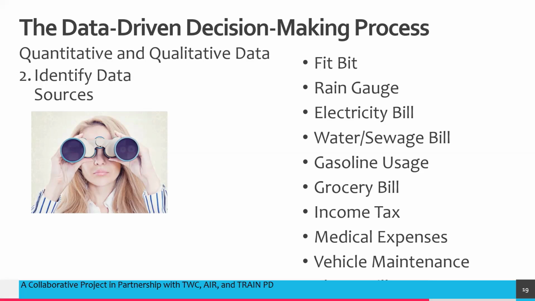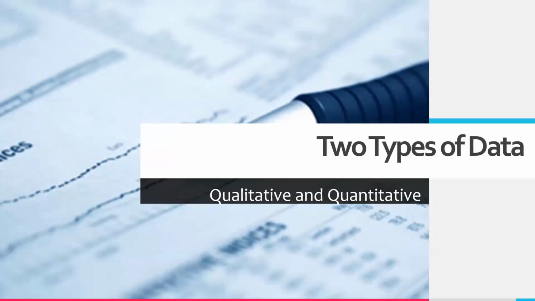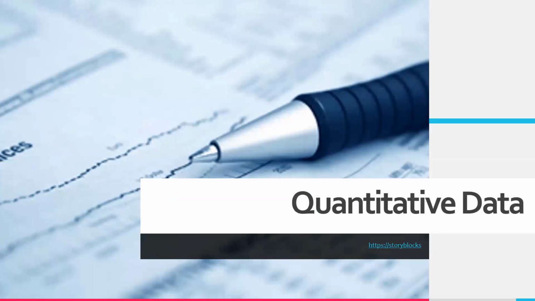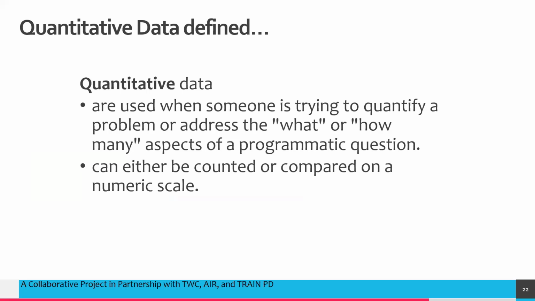Very good. All right. Now let's look at 2 different types of data. So the two different types we're going to look at is qualitative and quantitative. So let's start with quantitative. Can someone read this definition of quantitative data?